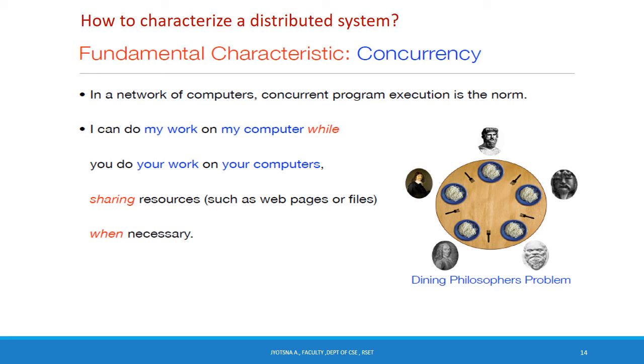Now let's have a look at the fundamental characteristics of distributed systems. First one is concurrency. In a network of computers, concurrent program execution is the norm. Concurrency is about dealing with simultaneity. I can do my work on my computer while you do your work on your computers, sharing resources such as web pages or files whenever necessary.